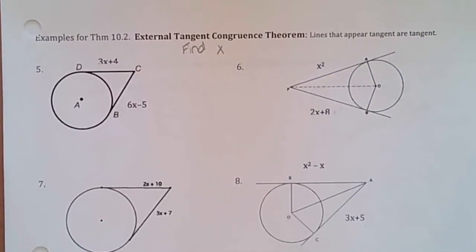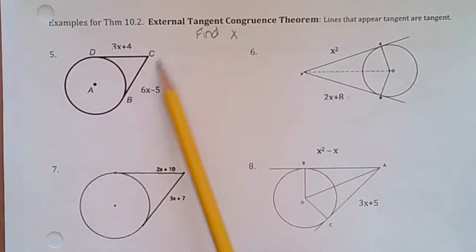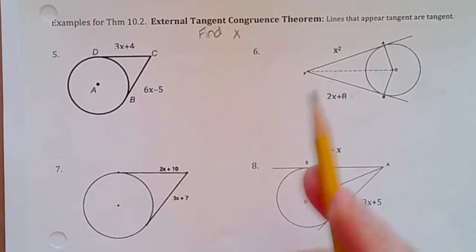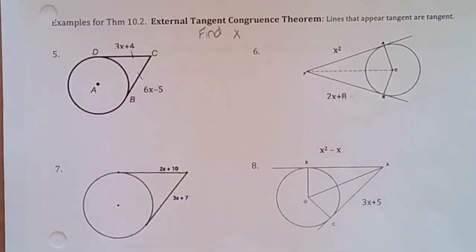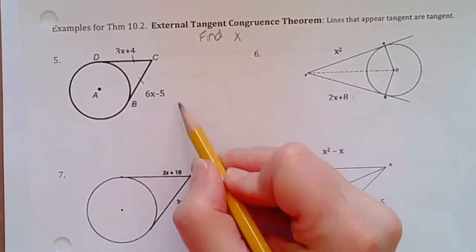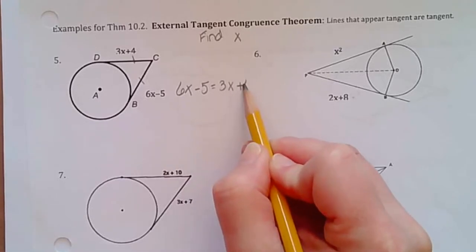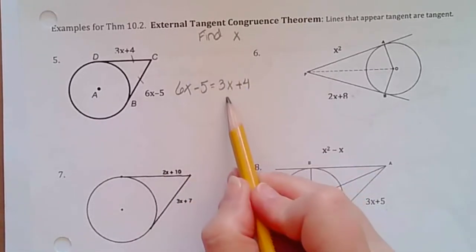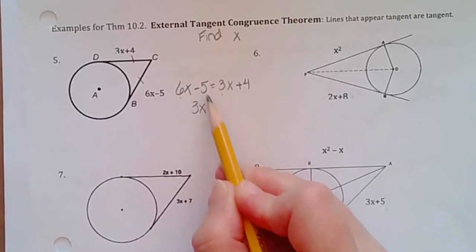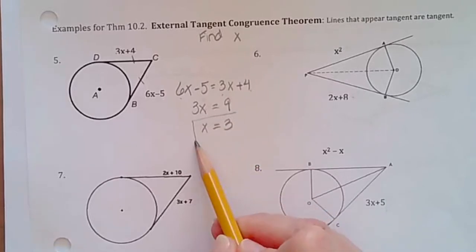Here we go. These are all fairly simple and they'll all be more or less exactly the same. So we have what looks like this little princess hat, and it can go either direction, left, right, up, down, whatever you want. But just know that the theorem tells us that these external segments are congruent. So you would just write the equation 6x minus 5 equals 3x plus 4. X is to the left, minus 3x. Numbers to the right, plus 5. And x is equal to 3.